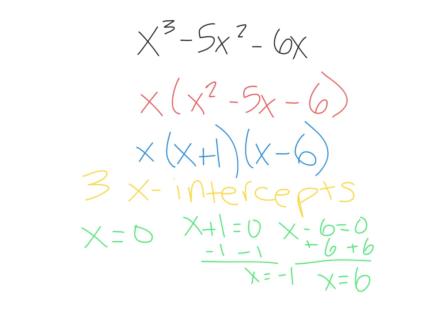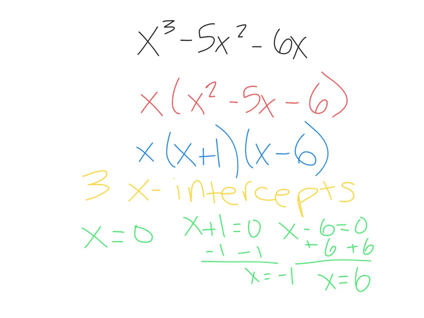To do this, you take the x out of the equation, leaving you with x times (x squared minus 5x minus 6). Next, you fully factor the equation, leaving you with x times (x plus 1) times (x minus 6). This is your factored form. I got negative 6 and 1 by using the multiples of negative 6 that could add to a negative 5.